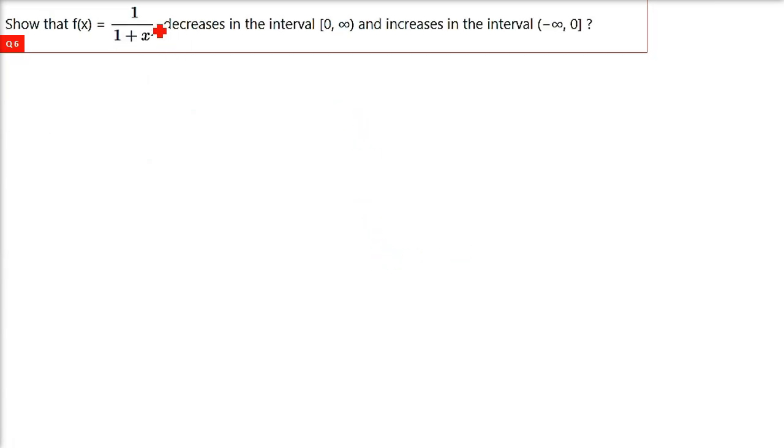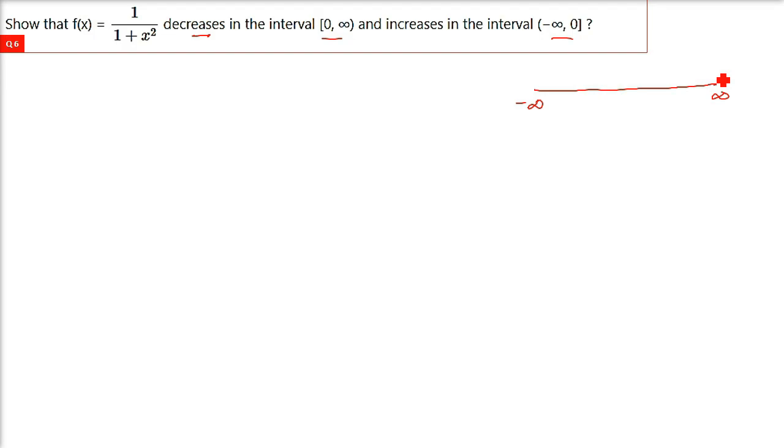Please note it. Show that f(x) = 1/x² decreases in the interval 0 to infinity and increases in the interval negative infinity to 0. So there is one more question coming like this. Please understand it very carefully because I am going to give you all the explanation. Just make a number line. It's quite confusing when you have 0 to infinity, negative infinity to 0 like that. But the best thing is you make a number line. It will take just a few seconds.